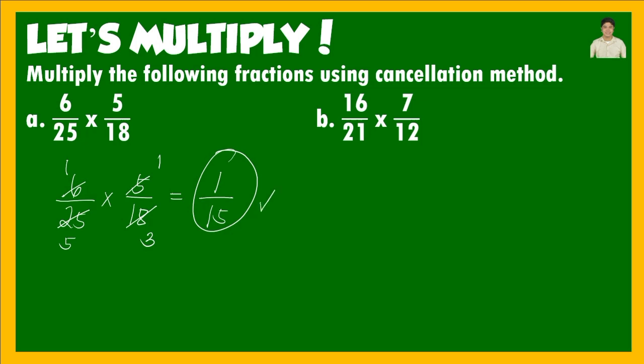As you can see, simplified na po yung ating sagot kasi ginamitan na po natin ng cancellation method. Kasi ang ibibigay niyang sagot talaga kapag ginamit natin yung method na yan is simplified na. Next, 16 over 21 times 7 over 12. So, sulat lang natin ulit.